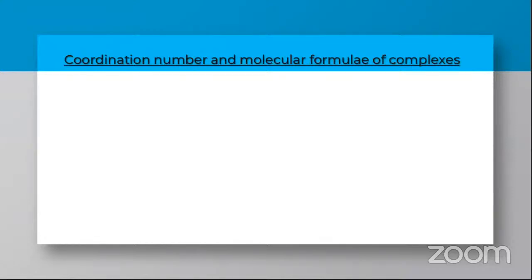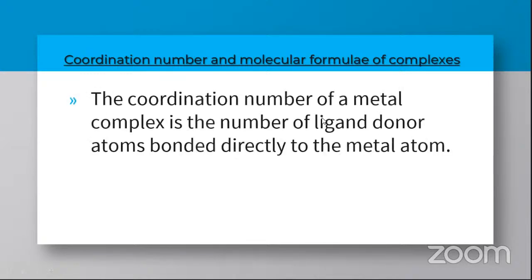Now we look at coordination number and molecular formulae of complexes. The coordination number of a metal complex is the number of ligand donor atoms bonded directly to the metal atom. So we have looked at some examples of ligands, and now we have the definition of the coordination number. I remember at first, when we had this kind of thing where we said this is Z, then minus, we said that this N is the coordination number. But I think we never had a definition in writing. So now it comes: the coordination number of a metal complex is the number of ligand donor atoms bonded directly to the metal atom.